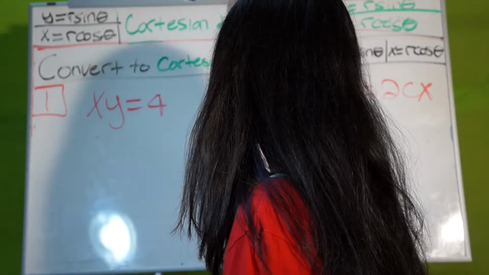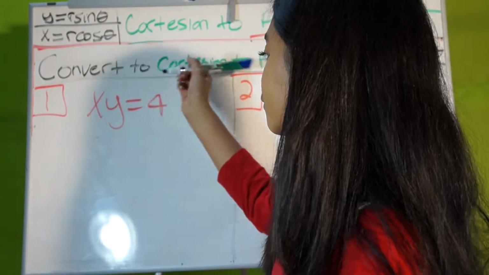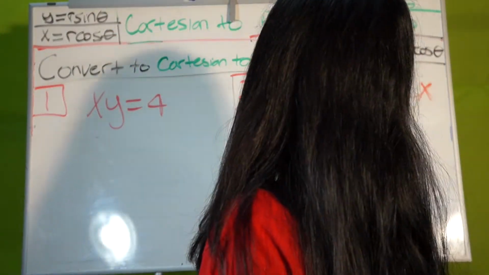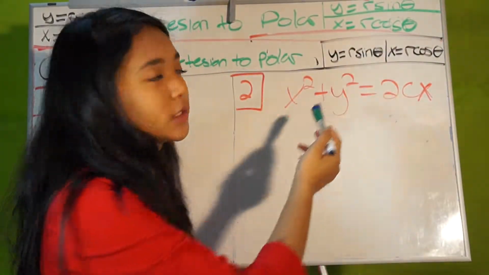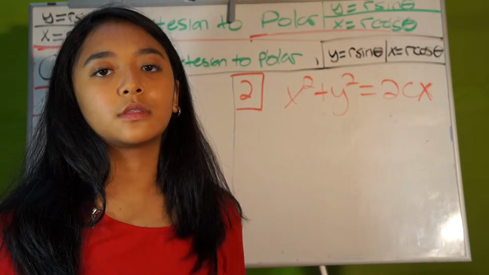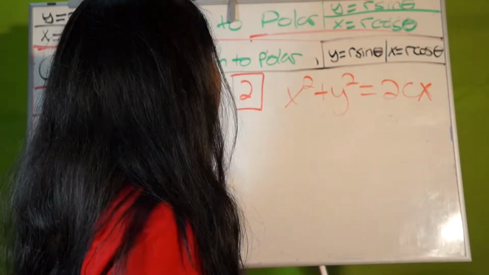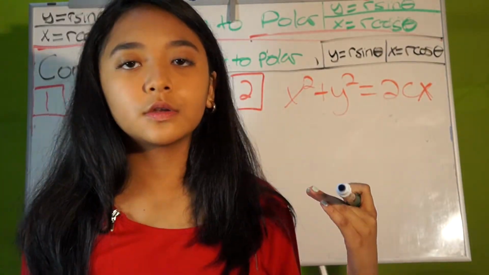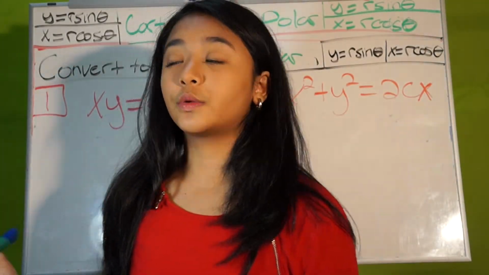There's a formula for it, of course, which I wrote here like 3 times. y equals r sine theta, and x equals r cosine theta. So basically, the point of converting from Cartesian to polar is that you plug this into x and y and you get it to polar. So we're going to do that with number 1.